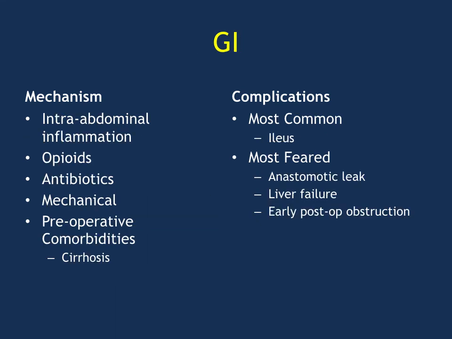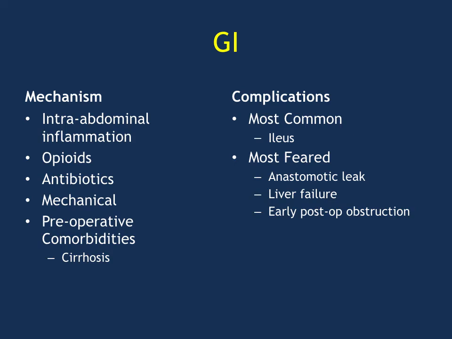From a GI standpoint, which you will see a lot of because you are going to be on general surgery services, the mechanism is that intra-abdominal inflammation and use of opioids can cause significant problems with the motility and the enteric nervous system. Antibiotics can also result in problems with C. diff colitis, and you can have mechanical problems from the operation itself causing obstruction. And then an additional factor that we always have to consider from a GI standpoint is the presence of liver disease, particularly cirrhosis, that could make the patient a much higher risk with regard to development of complications.